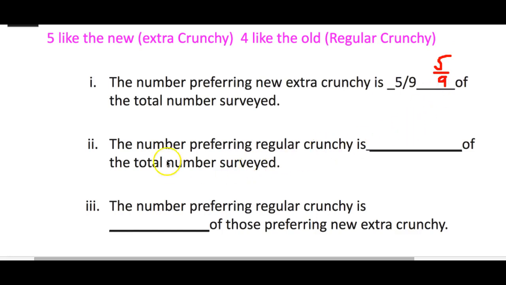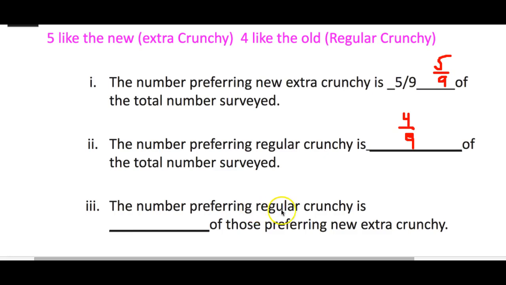All right, looking at the next one, the number preferring regular crunchy is some fraction, the value of the ratio, of the total number surveyed. Okay, the number preferring regular crunchy was 4. And then the total number surveyed, again, was 9. Wow, that 9 doesn't look great. That's better. Okay? The next one.